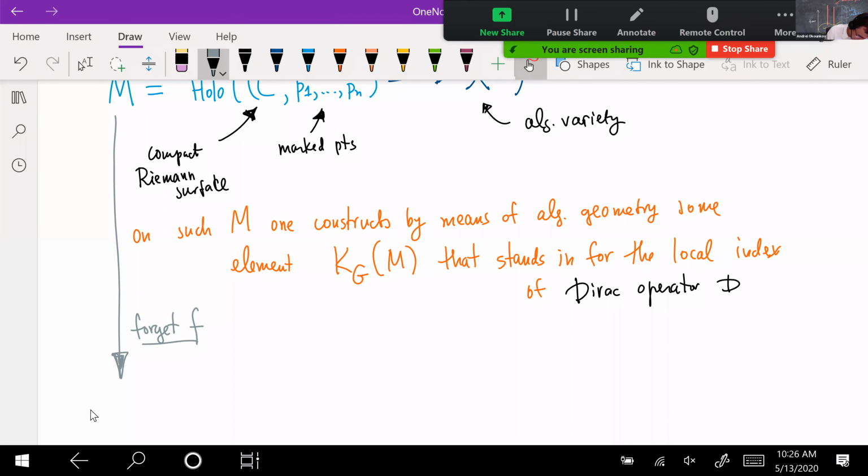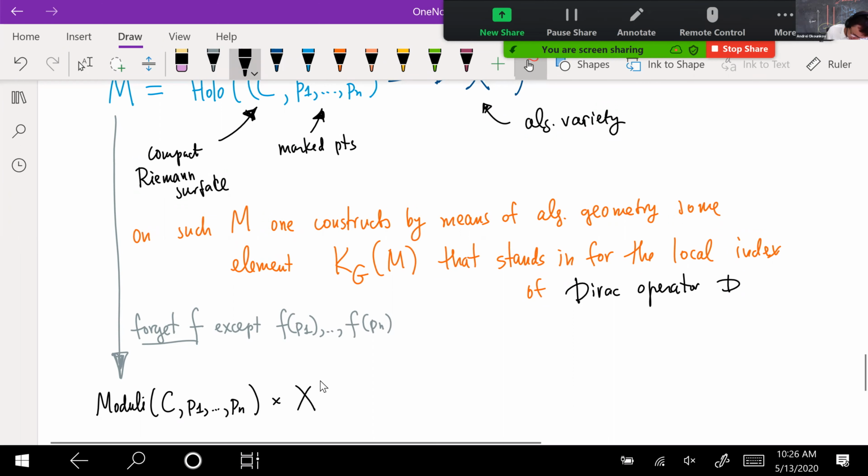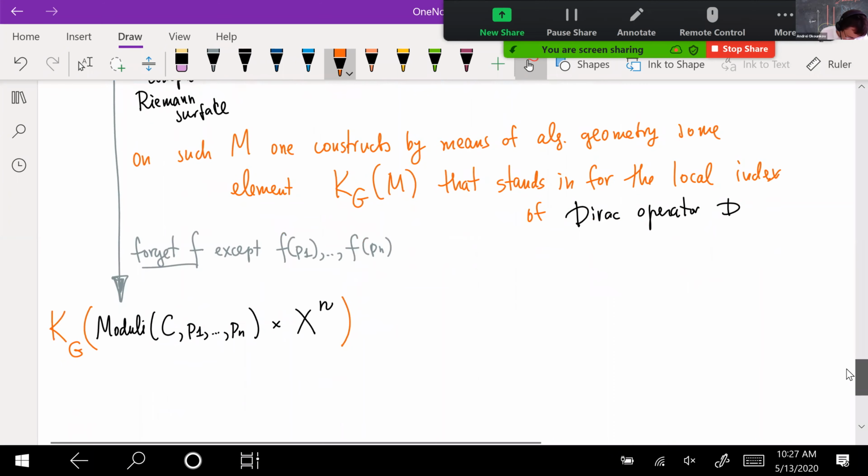And it goes to the moduli of the curve C with marked points. Except I don't want to forget the map entirely. I want to remember where it goes, its values at the points F(p1), F(pn). And so this would go to X^n. And so we would like to know an element in here. And there is a language to describe elements in this space. It's a very nice language.